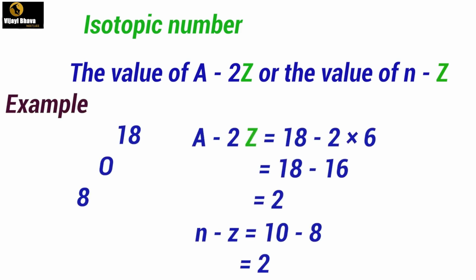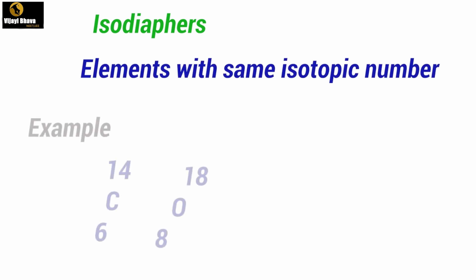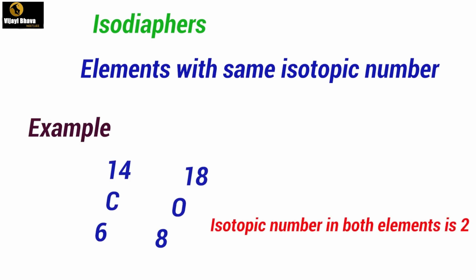Let us take an example and learn this. Here we took an element 8O18. You can observe that the mass number is 18 and the atomic number is 8. Let us find out the value of A minus 2Z. A is 18 and Z is 8. Now 18 minus 2 into 8 becomes A minus 2Z, which comes out to 18 minus 16, that is equal to 2. Now let us learn about isodiaphers. The elements with the same isotopic number are called isodiaphers. Here we have an example, 6C14 and 8O18, whose isotopic numbers are 2.